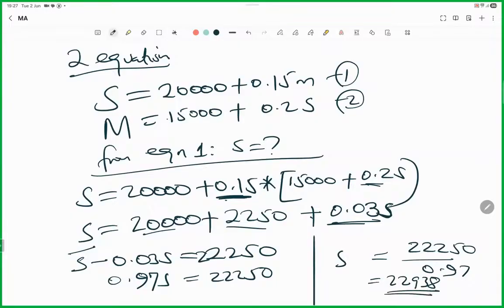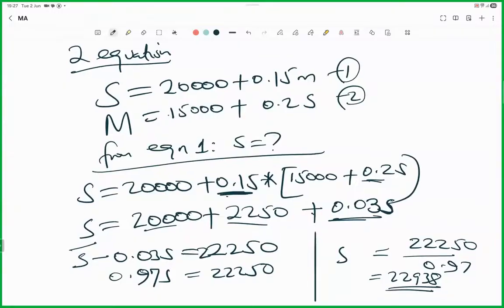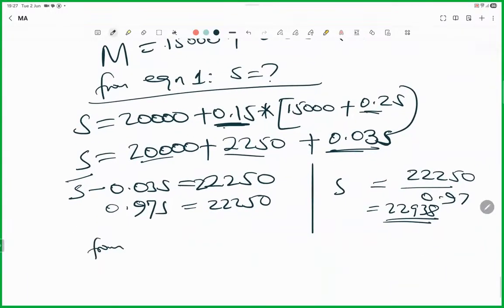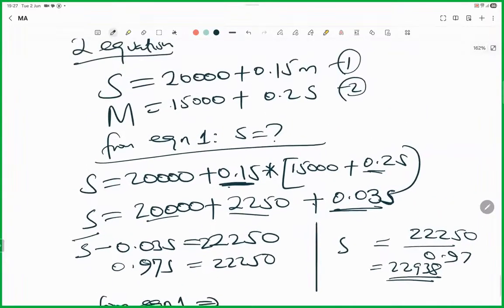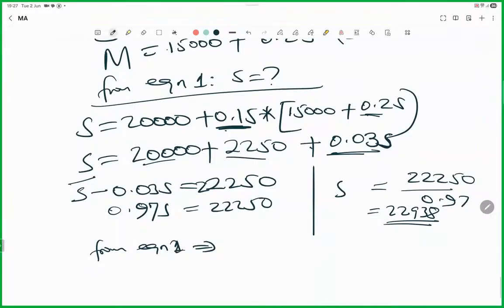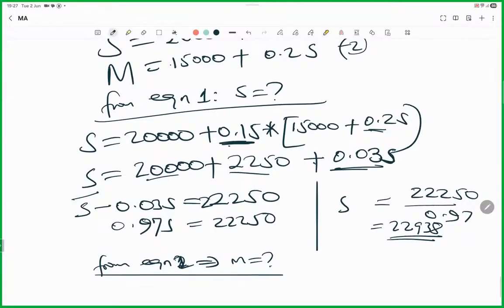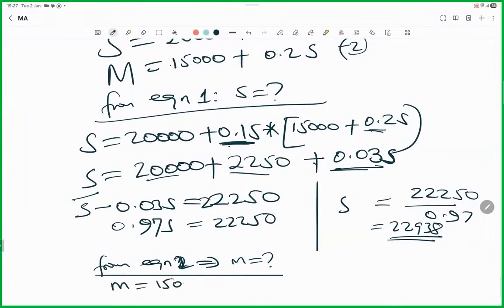So then, having gotten S, what shall you do to get the other one? We substitute, isn't it? No, from equation 2. From equation 2, what is the value of M? 50,000 plus 0.2 times S, and the S is 22,938. What do you say it will be?